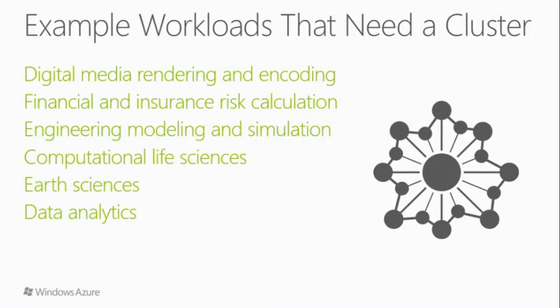Here are some of the example workloads that really need a cluster to be able to use. One of the most popular ones is digital media rendering and encoding. And it turns out many of the supercomputing capacity today is actually used for that. So there's a lot of CGI, or computer-generated images or animations, that are done that way. And financial and risk calculations, those are also very popular. That extends to Windows Azure as well. We have financial companies that have hundreds of thousands of cores they use each day to do risk calculations.